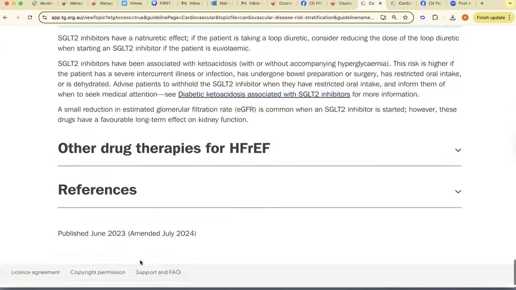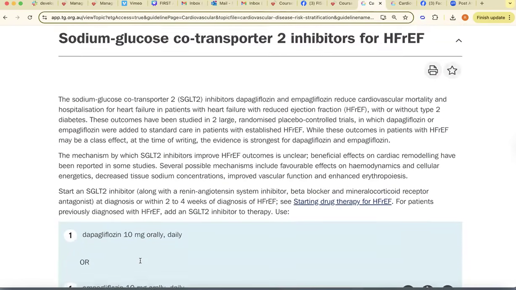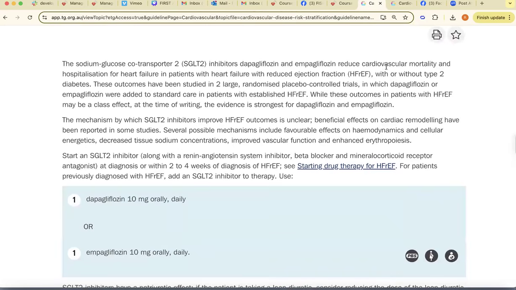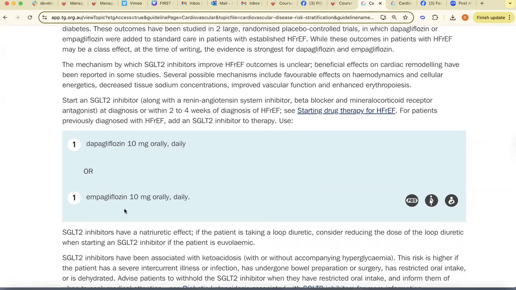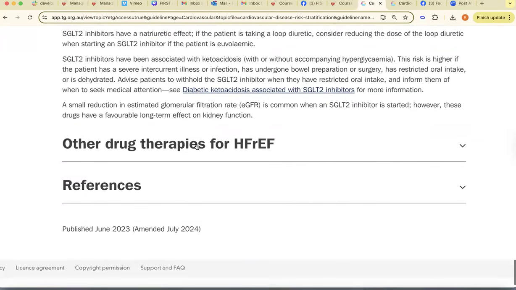That's fine. What about these SGLT2 inhibitors? SGLT2 inhibitors reduce the cardiovascular mortality and hospitalization for heart failure patients. How does it help? It directly protects the kidney. In a patient with heart failure, we want to protect their kidney, because the kidney is the first organ which is going to be affected when the heart fails. So to protect the kidney, we give these SGLT2 inhibitors. Any of these is fine, but commonly we use dapagliflozin, known as Forxiga in Australia.